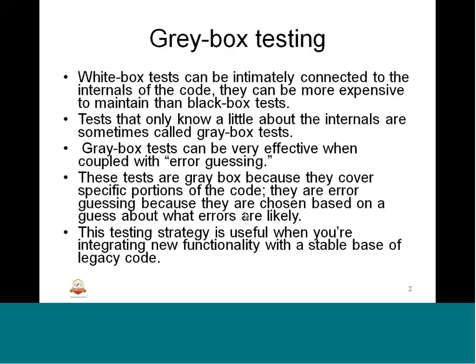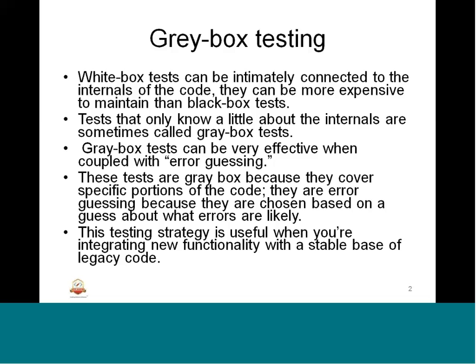Then the user has knowledge about what could be the likely failures that could come, and based on his knowledge about the system and about the code, he will balance between a specific portion of the code as well as the black box features. So he will apply certain test cases. That test mechanism is called gray box testing.